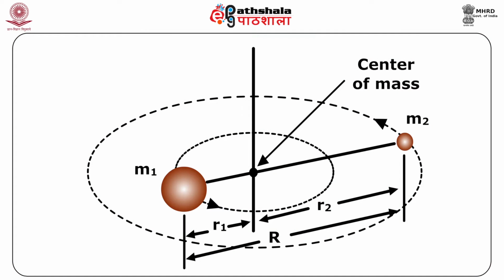A rigid rotator is called rigid because the distance between the 2 point masses is fixed at r, and the 2 point masses have their respective masses m1 and m2. Their distances from the center of mass are r1 and r2 respectively.